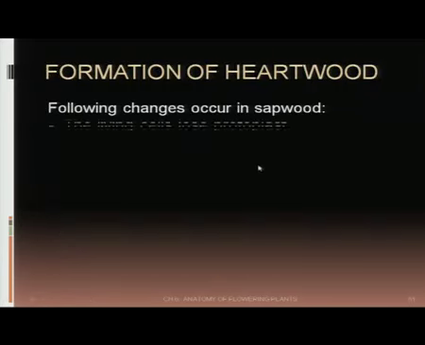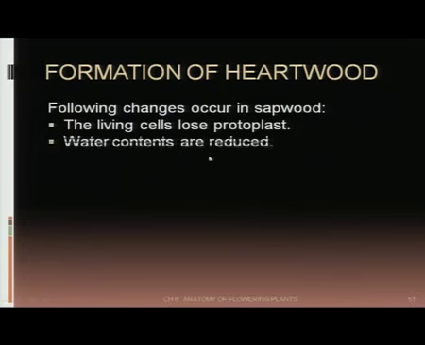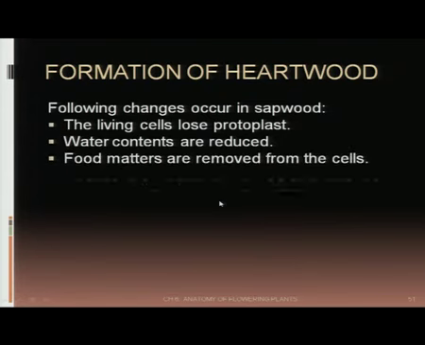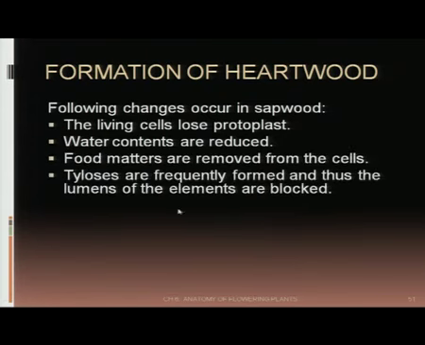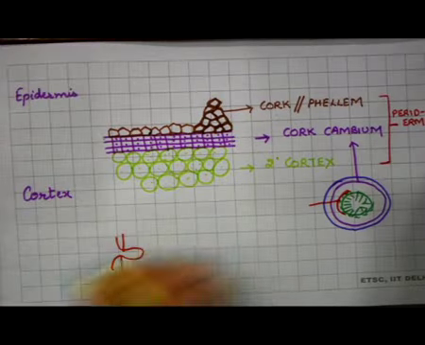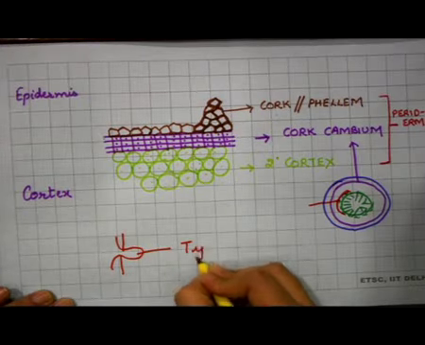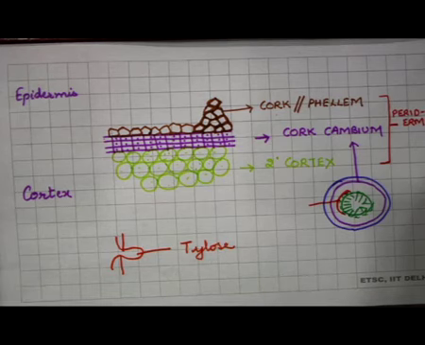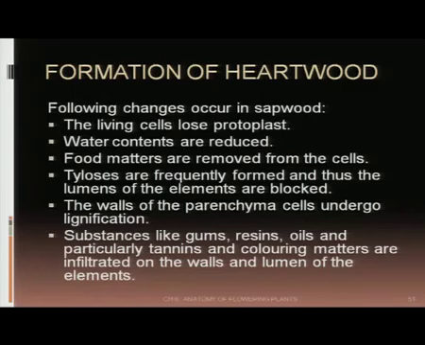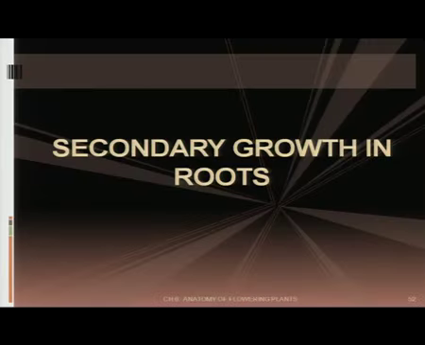How does sapwood transform into the heartwood? The cells of the sapwood lose the protoplast, their water and food contents are lost and tyloses are formed. Tyloses are balloon like outgrowths that occur through the pit and they obstruct the lumen. This is a tylose. The walls of parenchyma cells also undergo lignification to make the heartwood, and finally, a lot of secondary metabolites are also stored inside the heartwood.